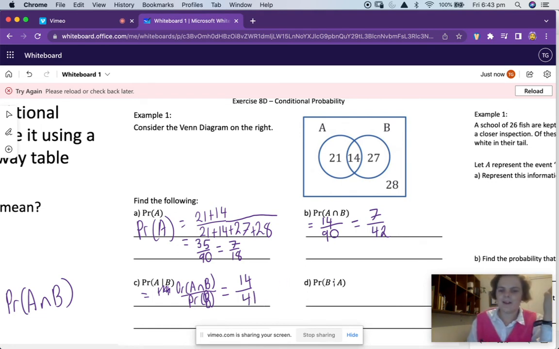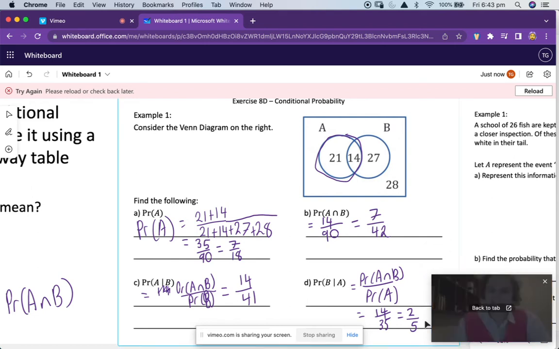Now let's go the other way, probability of B given A. So now we're saying we already know we've got A, so we're in this section here. Then what's the probability that we've got B? So this time it's probability of A intersects B out of the probability of A. So this time it'll be A intersects B, 14 out of 21 plus 14, 35. Common factor of 7, 2/5.